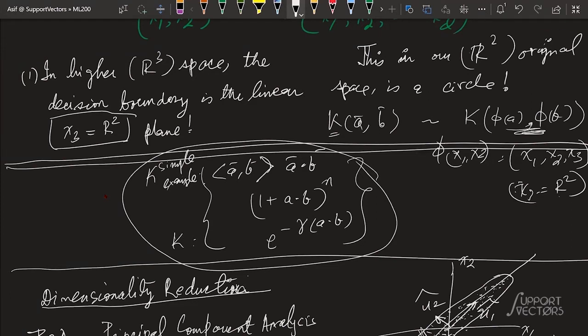So Asif, can we use something like DBSCAN because it is a different type of non-globular structure?